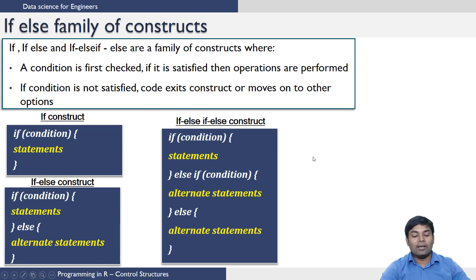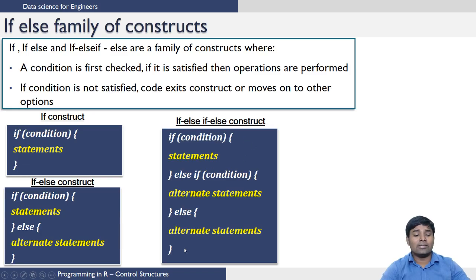The next level is the else if construct. So here you will have two things. If a condition is satisfied, execute this statement. Else if you check for another condition, if that condition is satisfied, execute these alternate statements. If both of them are not satisfied, then do something else. So the syntax is as follows.